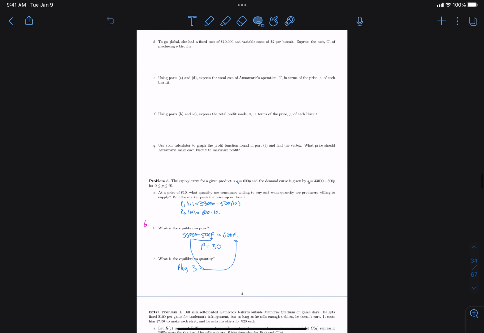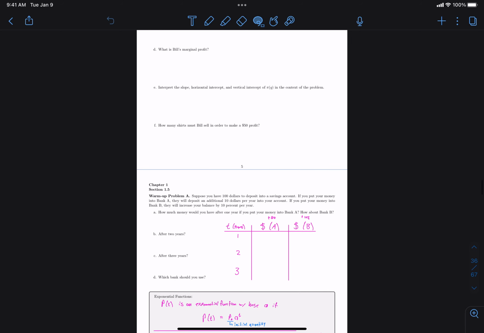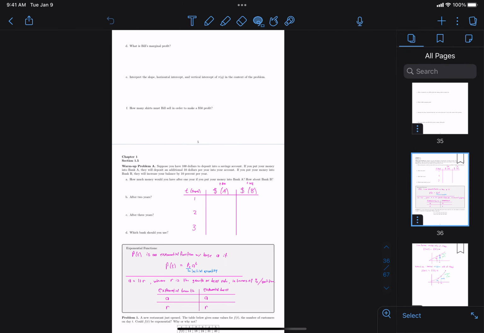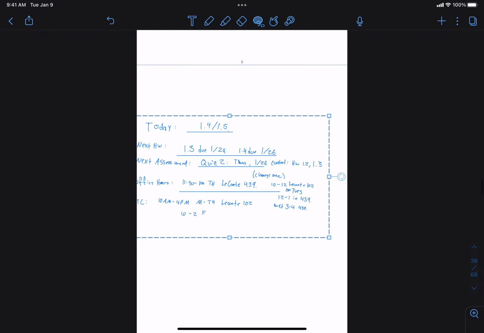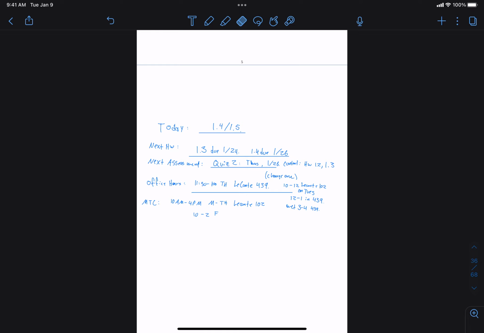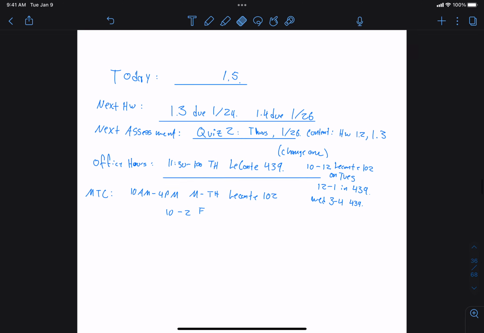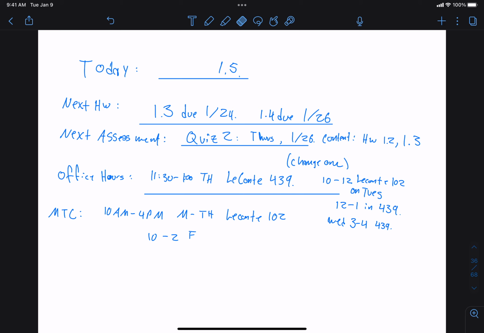So we finished up supply and demand last time. Today we're going to talk over section 1.5. Your 1.4 homework is due today at 11:59 p.m. 1.5 is coming soon. I'll probably post it tomorrow to be due on like Monday or Tuesday. Your next assessment is today. It's quiz 2, and it covers the homework questions from homework 1.2 and homework 1.3.